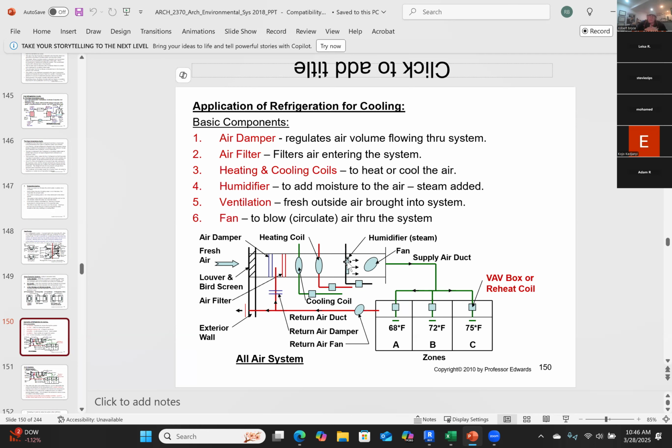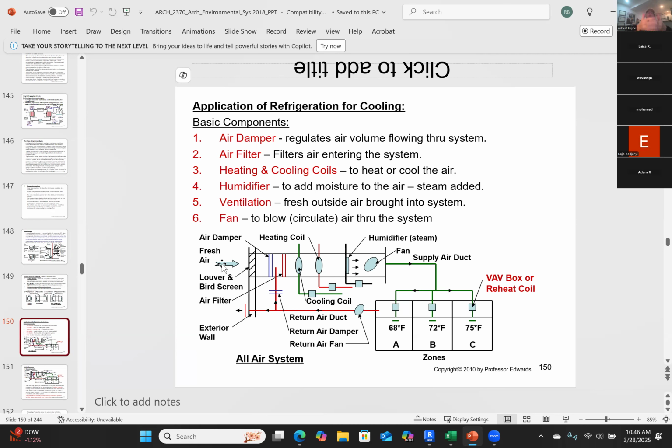And so the outside air might not have enough humidity or moisture in it, so we might add some to it, or it might be the opposite. It might have too much humidity and we're going to take some out of it. We talked about how that can be done, removing the moisture from the air.